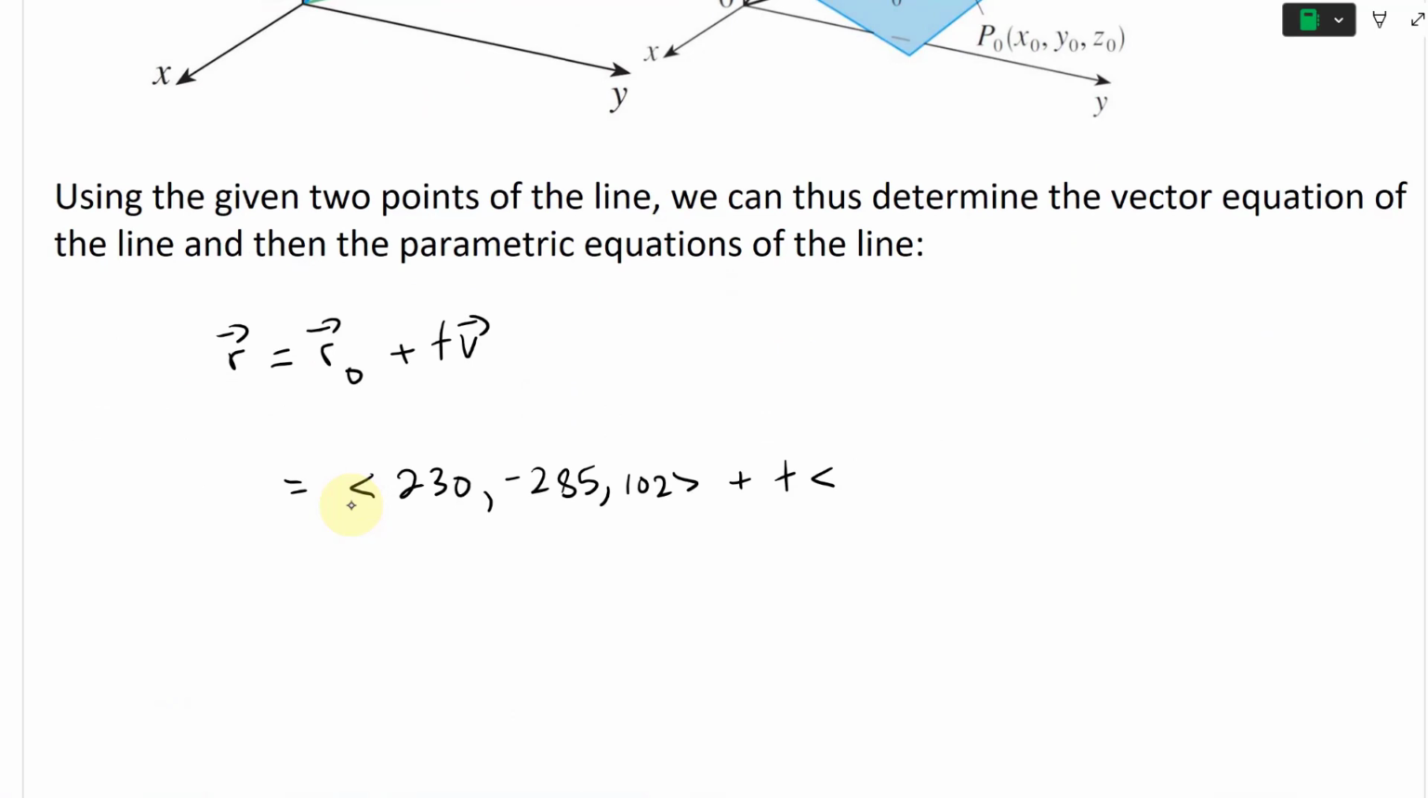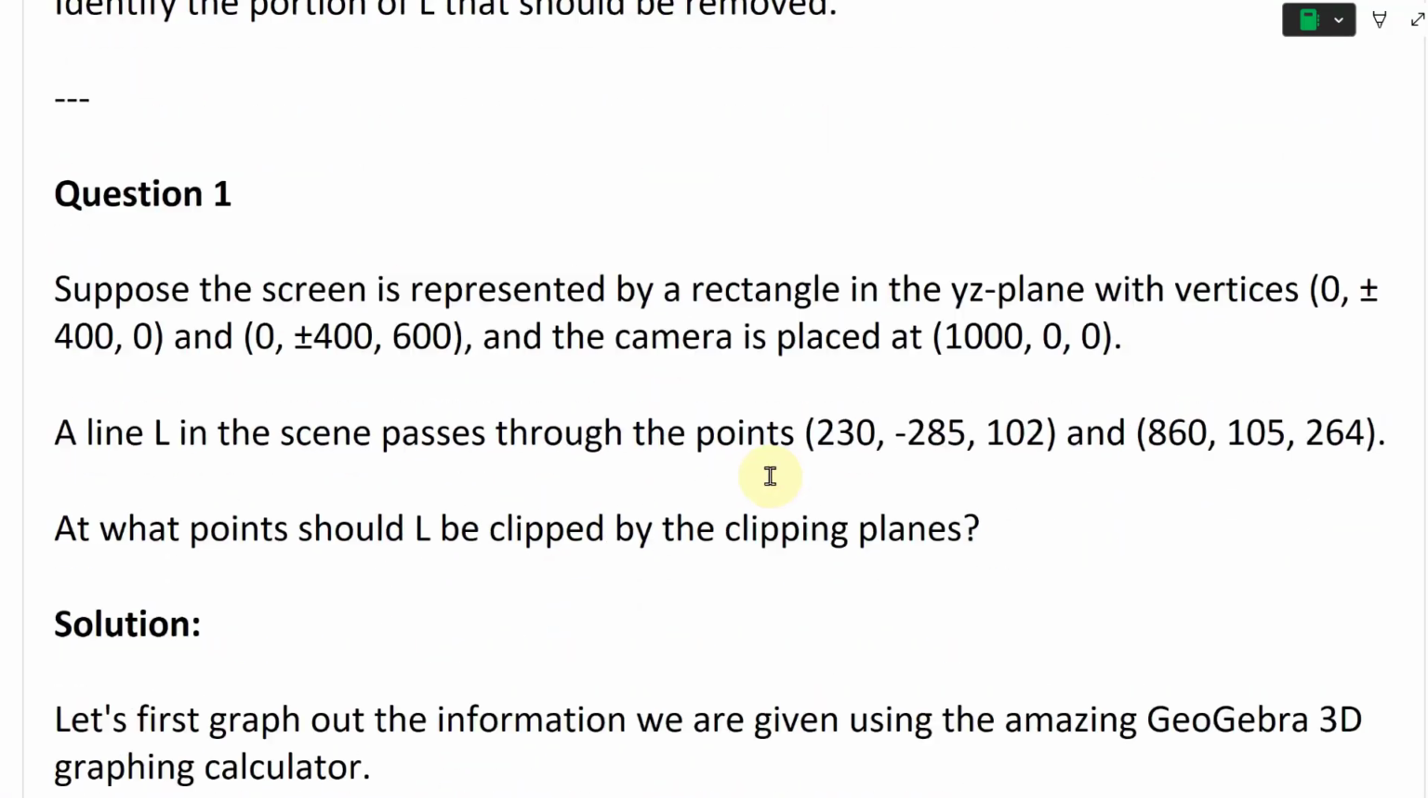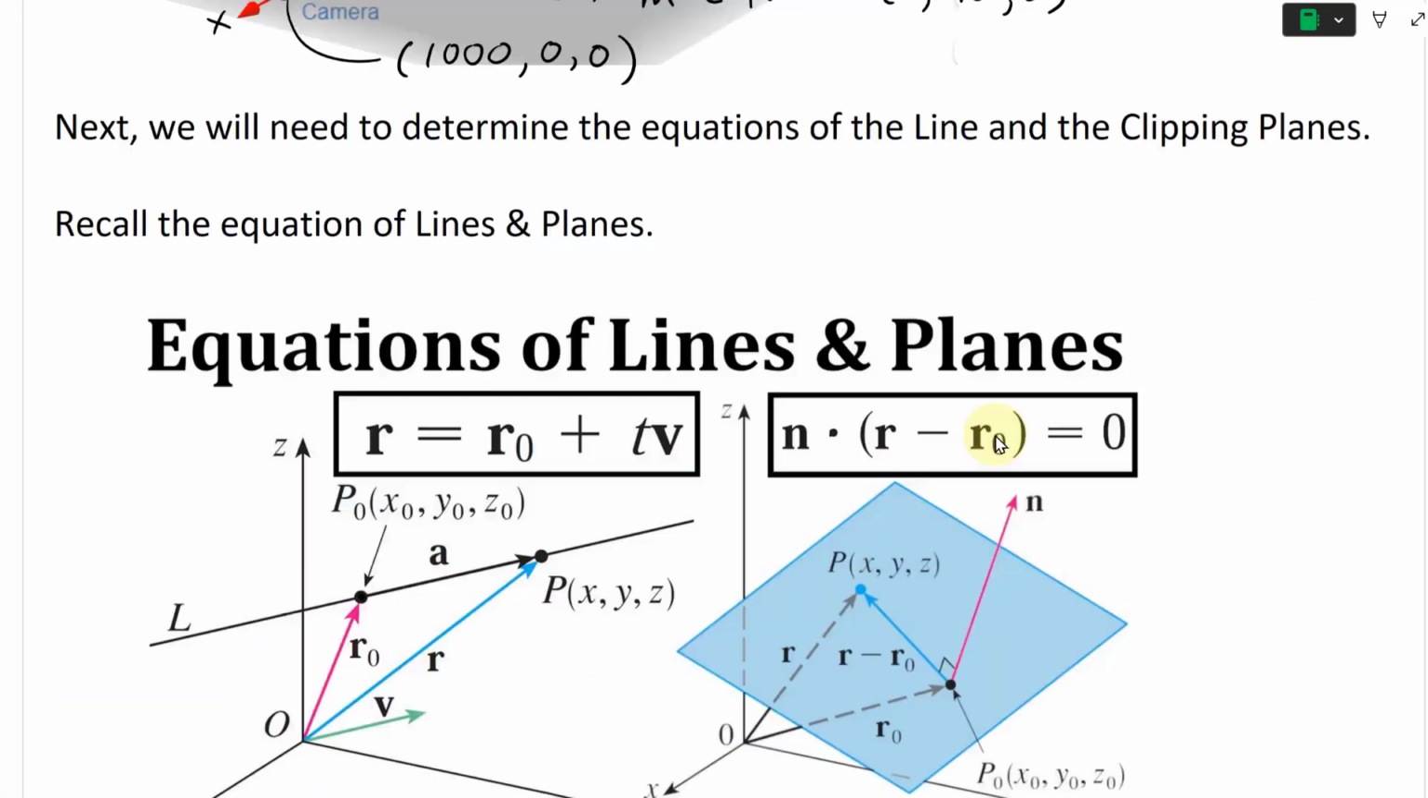I'll write it all in one go, just to save time. So 860 minus 230 is right here, and this difference is going to be 630. The reason I'm doing that is that we're going to take the difference between these two points as a vector. So 860 minus 230, 105 minus negative 285 is going to be plus, then 264 minus 102.